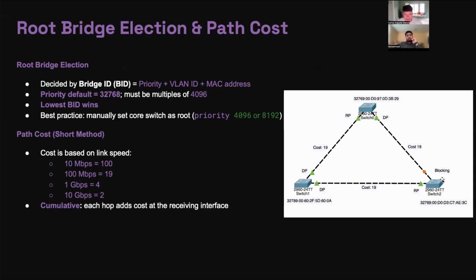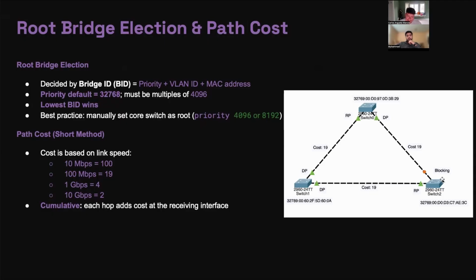It is decided by the bridge ID, which is exchanged during the BPDUs. The priority plus VLAN ID plus MAC address are the contents of the bridge ID. The default priority is 32768, but then we add the VLAN ID. In this case, we're talking about VLAN ID 1, so the priority default would be 32769. If we were talking about VLAN 10, the priority would be 32778. And this must be done in multiples of 4096. The lowest bridge ID wins the root bridge process.